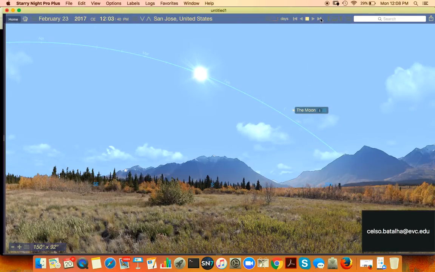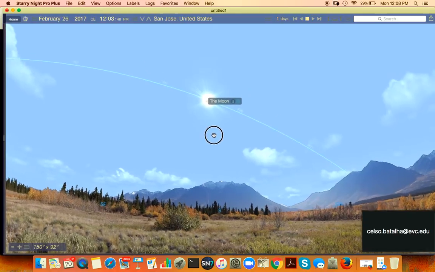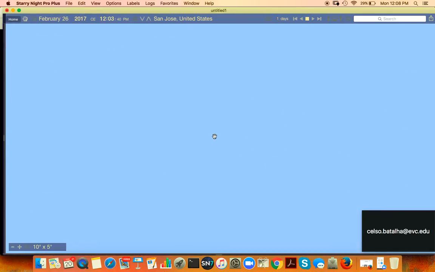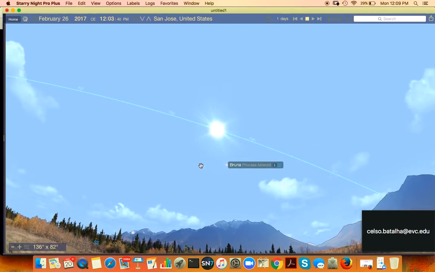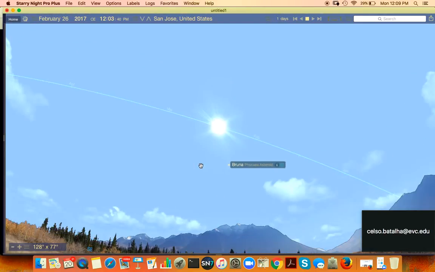On the 23rd, the moon is in a waning crescent phase, and then eventually it's going to hit the new phase on February 26th. Now, although it seems to be eclipsing, if we expand it, there you go, too much.